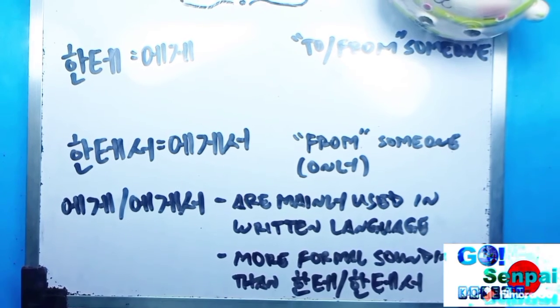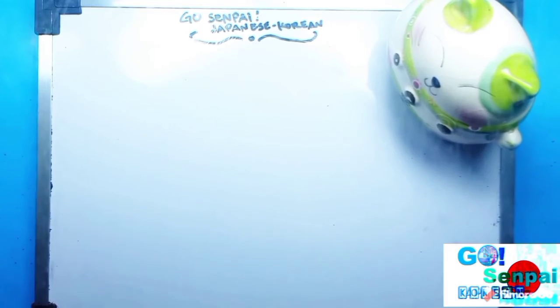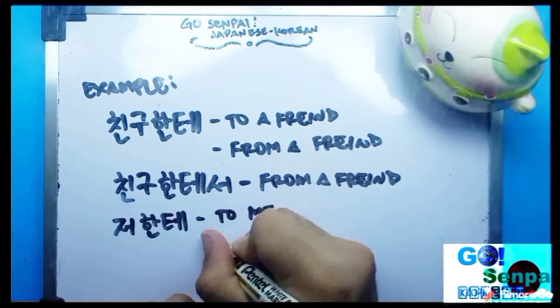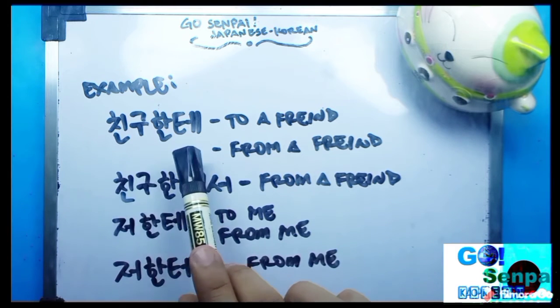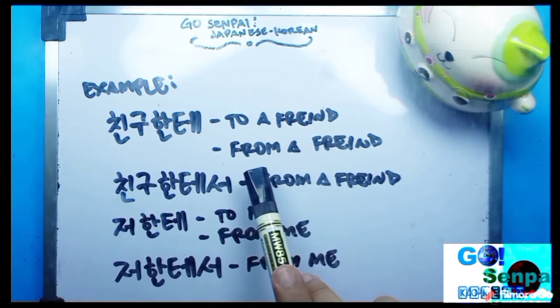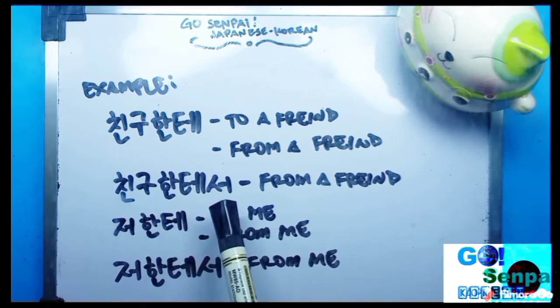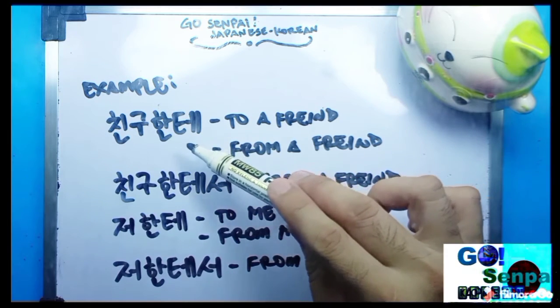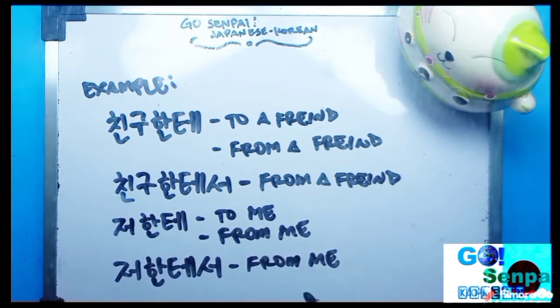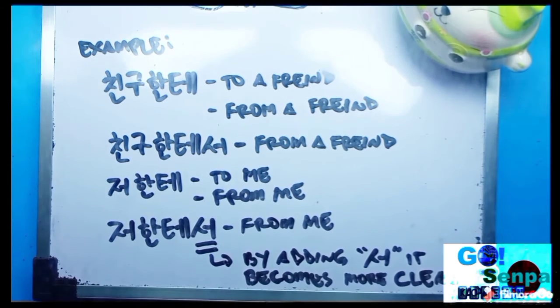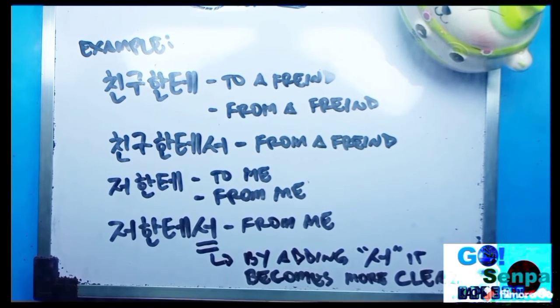Okay, so let's have some examples. So we have this example. 친구한테 means to a friend or from a friend. So the question here now is, what is really the difference between hanteso and hante? Actually, you can use either hante or hanteso. The only difference here is that by adding so, it becomes more clear. Hanteso specifies that it is from someone or from me.